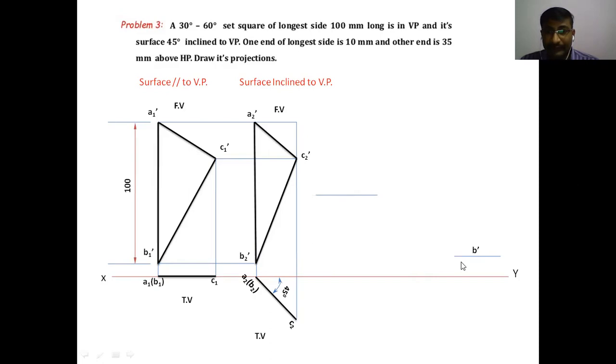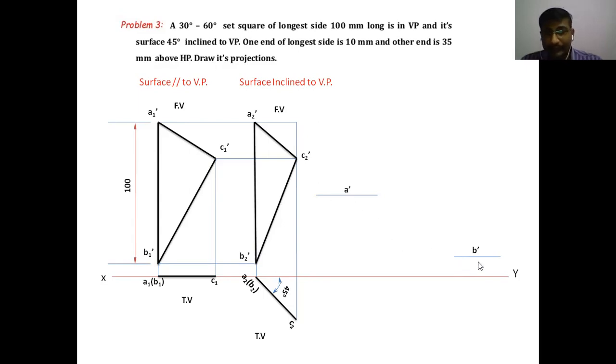Clear, students? From this B dash, that B2 dash becomes B dash. From this, we have to cut the line which is drawn at a distance of 35 mm from the XY line. Take the point B dash, and from here, with the longer side, 100 mm length, as radius, we cut this 35 mm line. Then we will get the A dash.